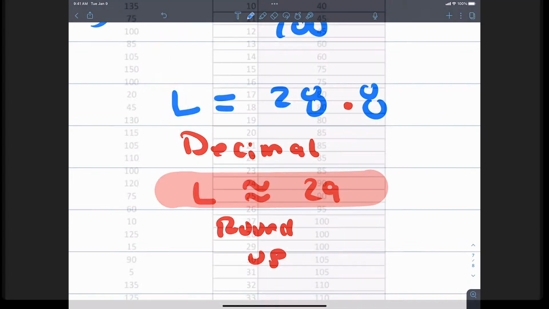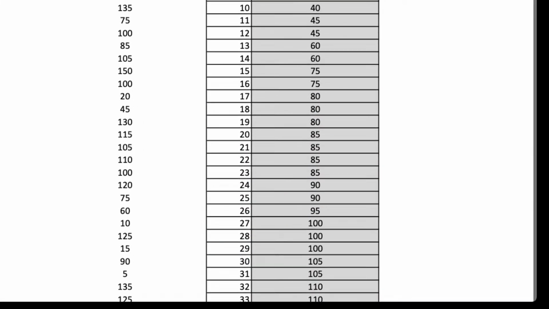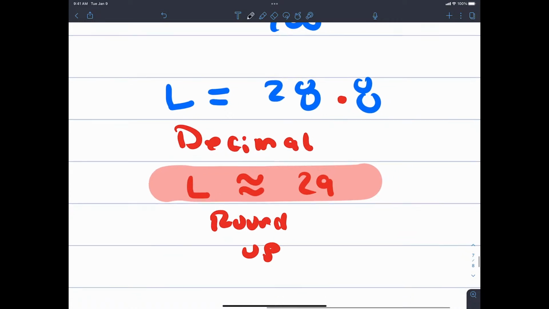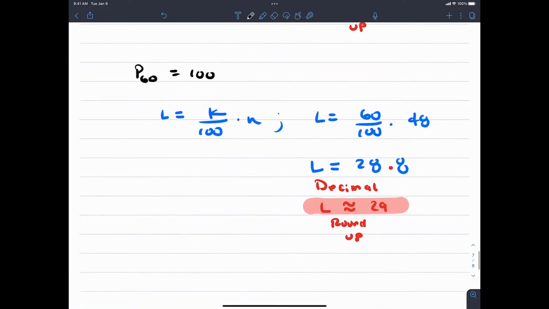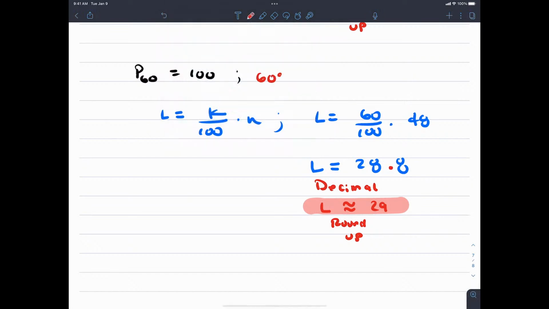All right, ladies and gentlemen. So what is the 29th data value in the sorted list? Do you guys know? What is it? Is it 100? Do you guys see that there? All righty. So, ladies and gentlemen, P60 is 100. So, what does that mean again? 60% of the data is what? Is less than 100.